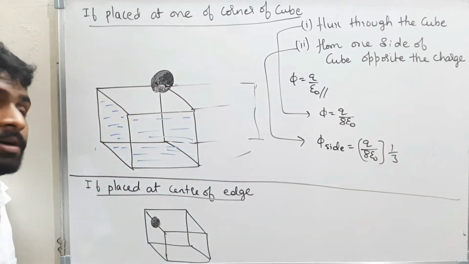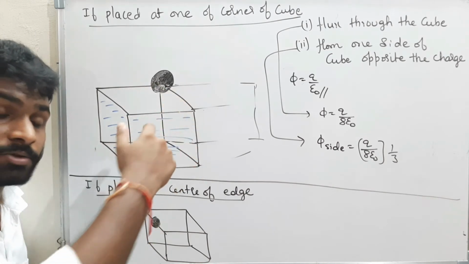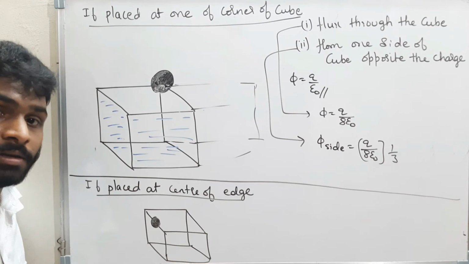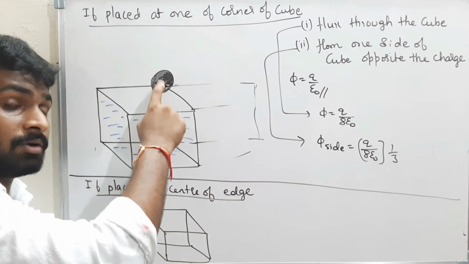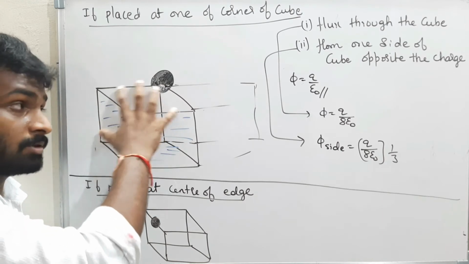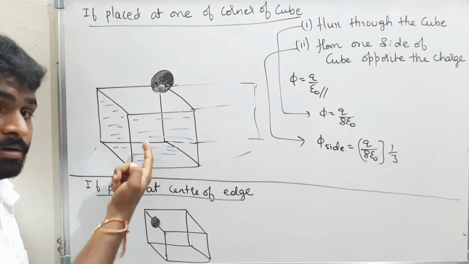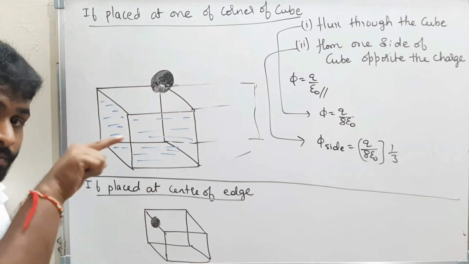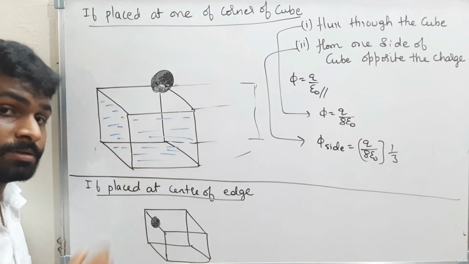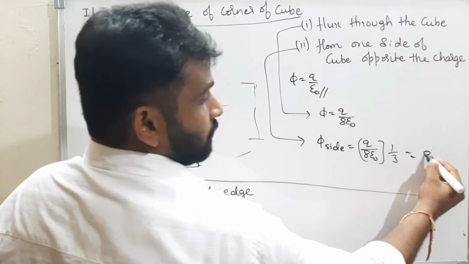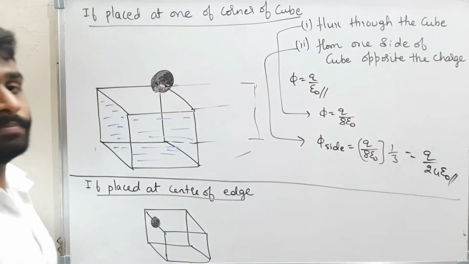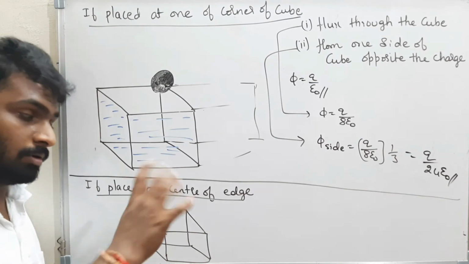See, whatever flux passes through this body has to come out from these 3 surfaces only. Can you imagine that? Whatever the electric field lines due to this charge, they have to come out from this cube only from these 3 surfaces. 1, 2, 3. From these 3 surfaces only they have to come out. Therefore, what is the flux through one surface? This is Q by 24 epsilon naught. I think that is clear. Okay, now see this one.